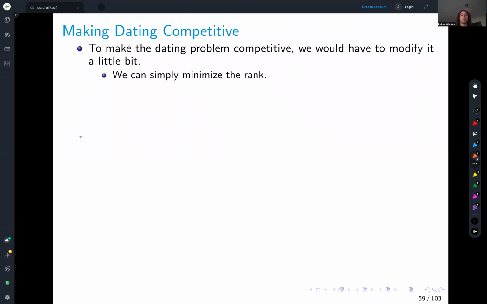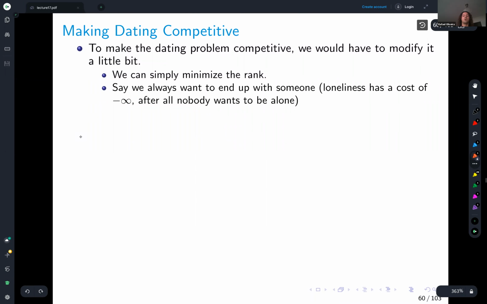To make the dating problem competitive, we just have to modify it a little bit. Instead of picking the best person, we can say we want to minimize the rank. So the cost of your algorithm is the rank that you end up with. You see all the people, and once you decide to settle, the cost you're paying is the rank of the person you end up with. We want to minimize this rank. That's the whole goal, to have the rank as small as possible.